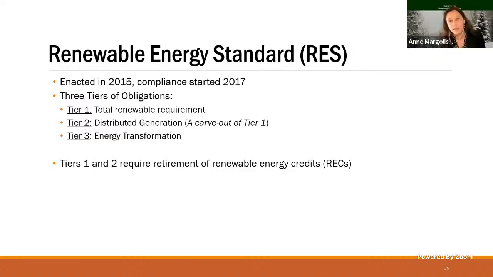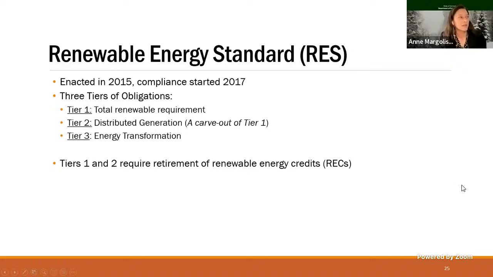There are 3 tiers of obligations on the utilities. There's a total renewable requirement, which we call Tier 1, and that's 75% renewable by 2032. And then there is a Tier 2, which is distributed generation. Those are resources 5 megawatts and smaller, interconnected within Vermont, and that are new, basically installed after July 2015. And it's a carve out of Tier 1. So Tier 2 resources count toward Tier 1.